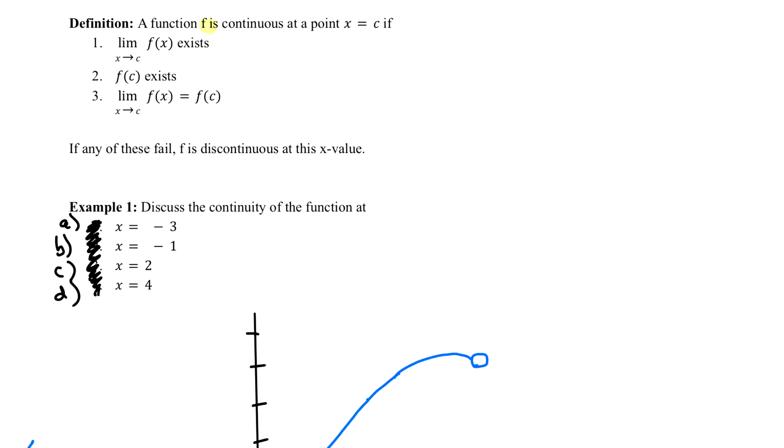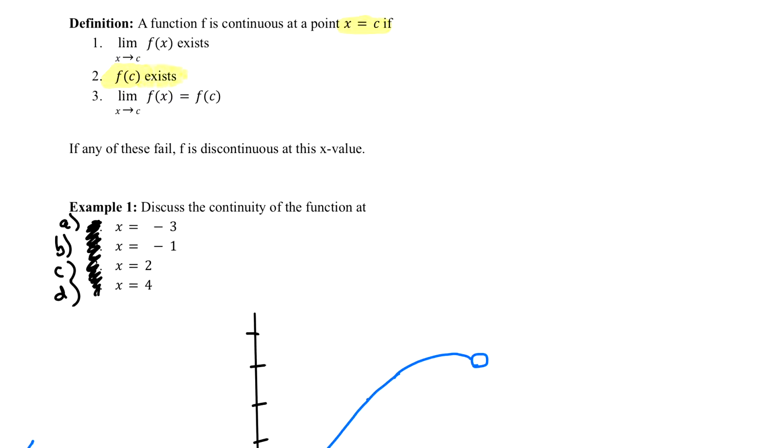So this says a function f is continuous at a point x equals c. So we're talking about one particular point at x equals c. If the following three things are true. So first, we need the limit as x approaches c of our function f of x to exist. So we need the limit to exist at this x value.